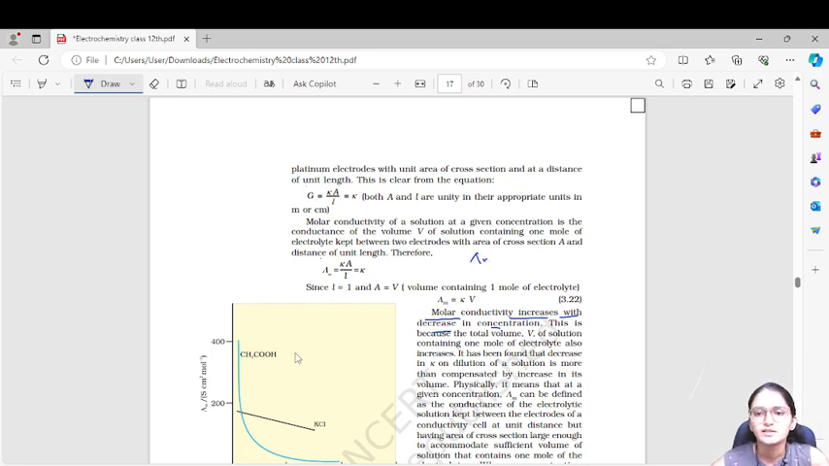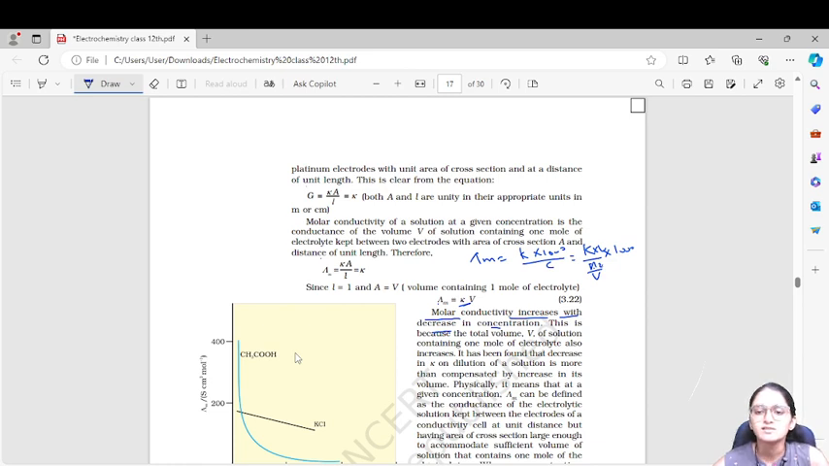Molar conductivity is what? Lambda m is equal to K into 1000 by C, okay. K is conductivity, C is molarity, so I can write it as n2 by V, the number of moles of solute per unit volume, into 1000. Now V I can take above in the numerator. So this will give me the equation that lambda m is equal to K into V.